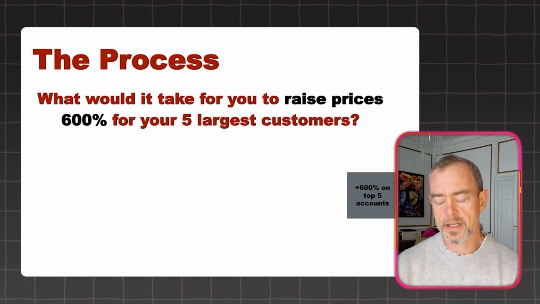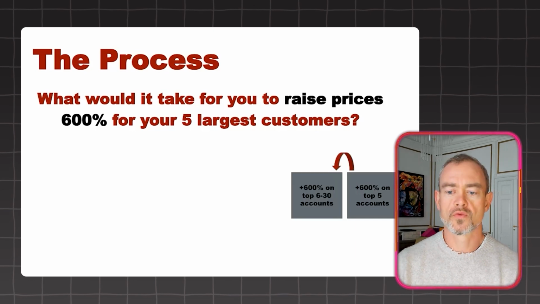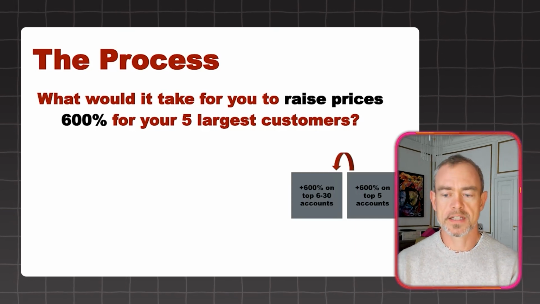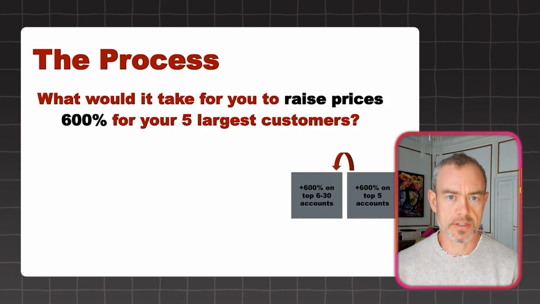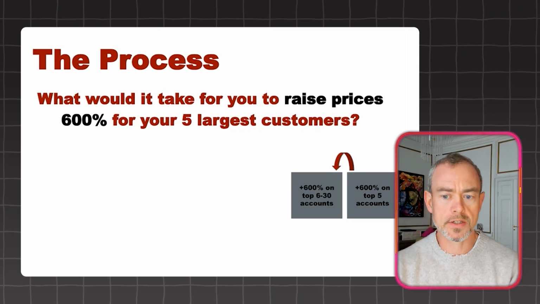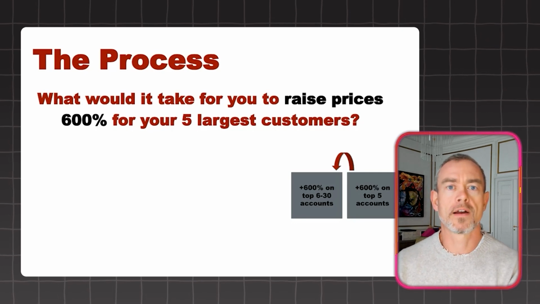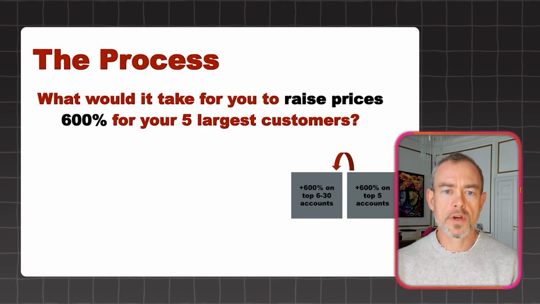Then I would say I would do that and be confident to do that if I had just raised 600% on my, let's say, 25 second largest accounts, right? If that was possible and I had just executed that, then probably I would also have the confidence to do it for my 5 largest accounts. And then of course the question just moves.